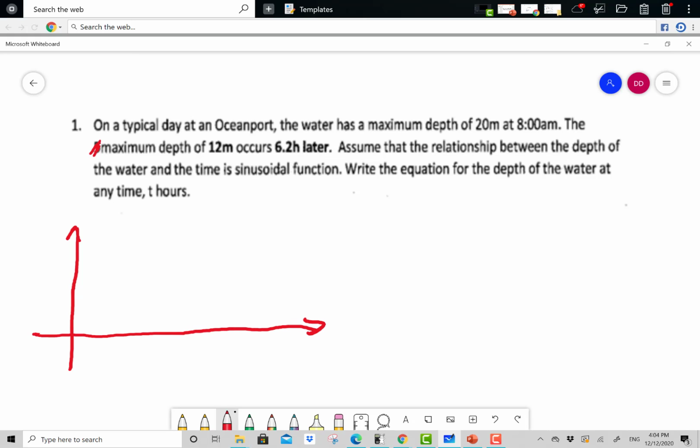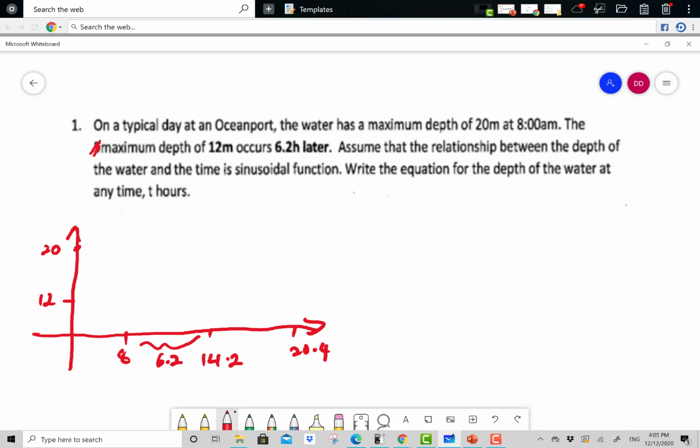So we know at 8 a.m., so we're going to put 8 there. The graph is going to be at the maximum, the higher point, which is 20. And then we're going to be at 12 meters after 6.2 hours. So 6.2 plus 8 is going to bring me to 14.2. Then 6.2 plus 14.2 is going to bring me to 20.4. So that's going to be 20.4, right?